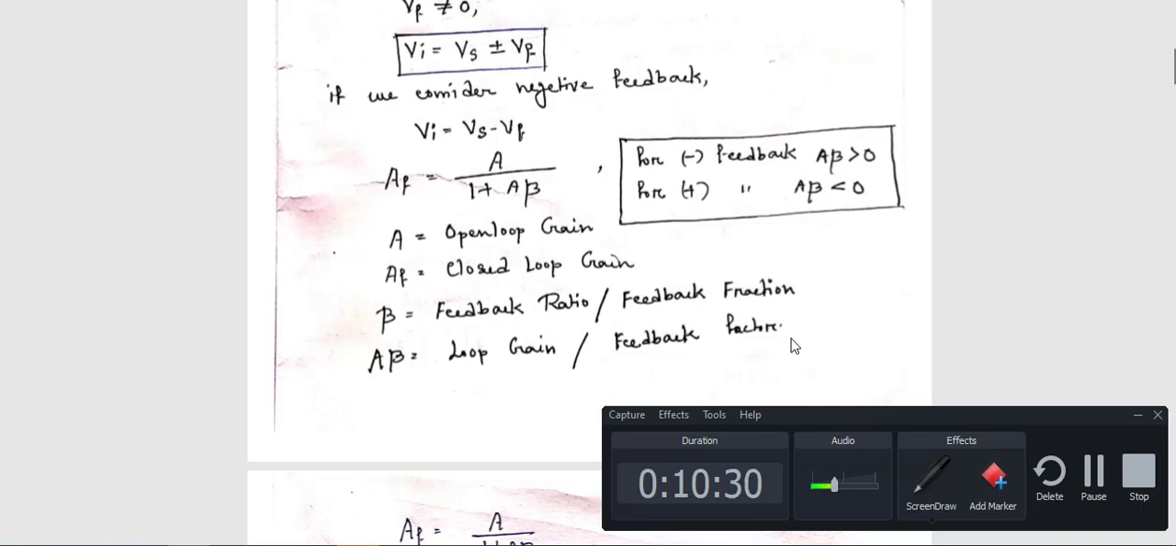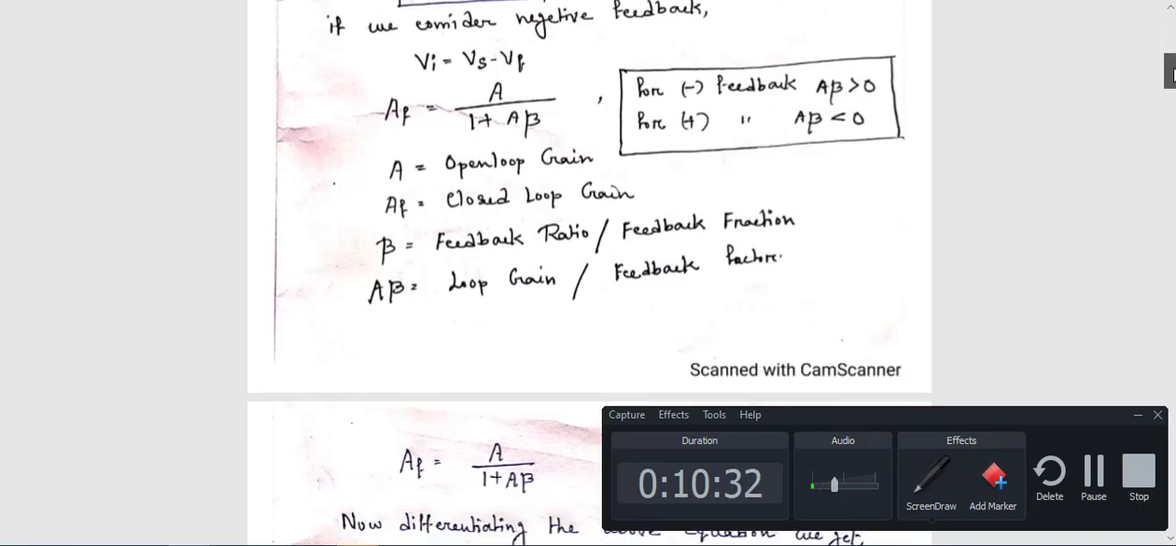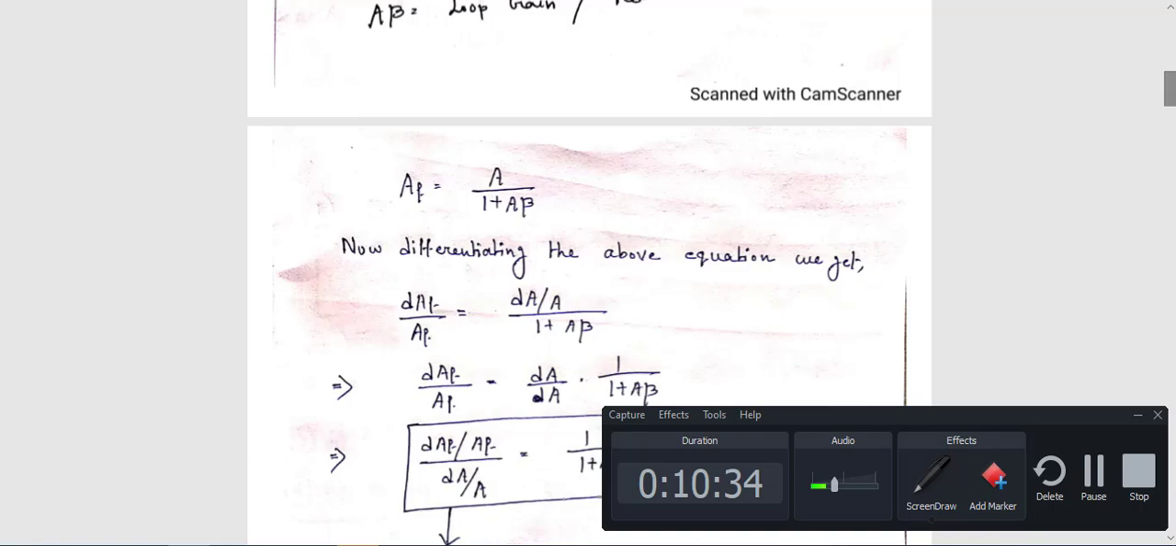Now come to the next topic. We have seen that AF is equal to A by 1 plus A beta, and this is only the expression for negative feedback. I have already shown you this overall expression. Now if you differentiate this part, I think all of you know how this differentiation is done.